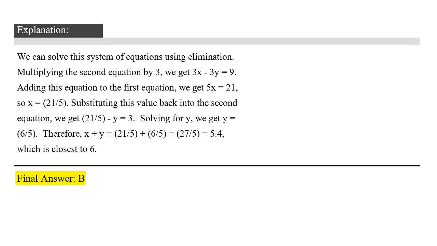We can solve this system of equations using elimination. Multiplying the second equation by 3, we get 3x plus 3y equals 9. Adding this equation to the first equation, we get 5x equals 21, so x equals 21 fifths. Substituting this value back into the second equation, we get 21 fifths plus y equals 3. Solving for y, we get y equals 6 fifths. Therefore, x plus y equals 21 fifths plus 6 fifths equals 27 fifths equals 5.4, which is closest to 6.